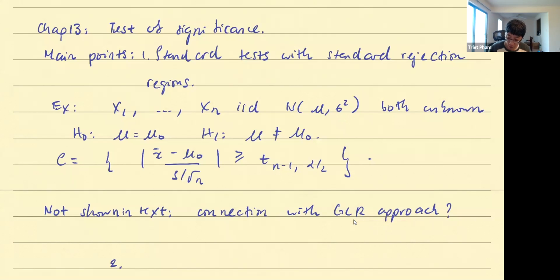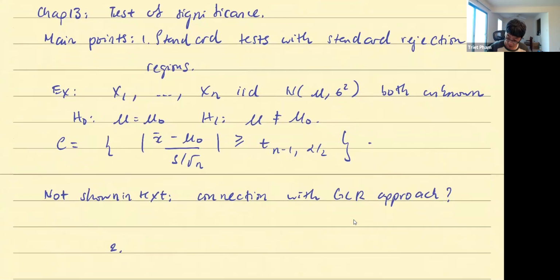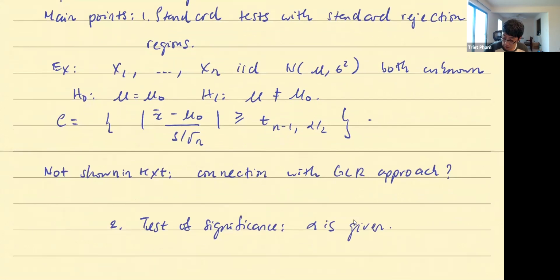Second is a point I don't care about, which is this. This is really about the test of significance. So, test of significance, what they say is this. Alpha is given. This is not strange to us. But what they want is a rejection region.